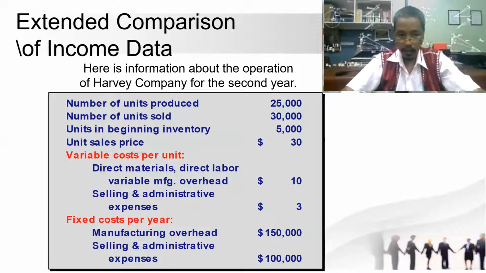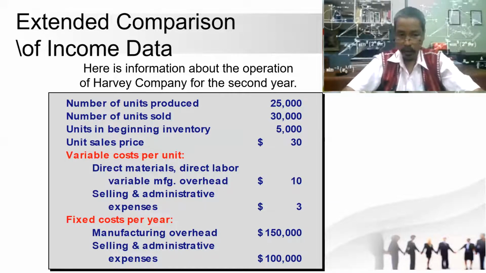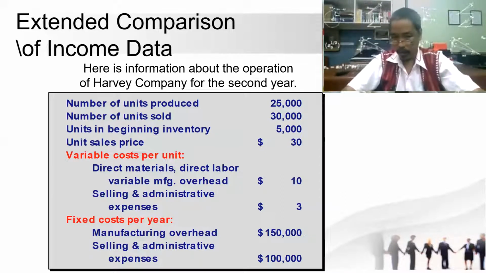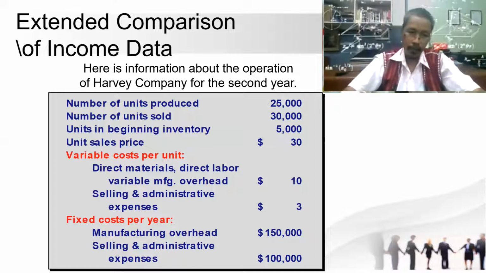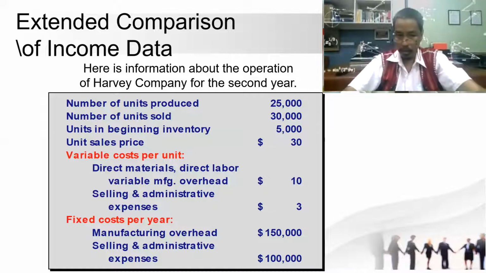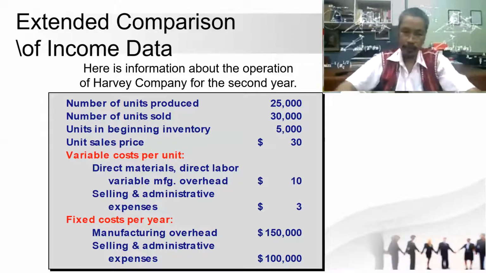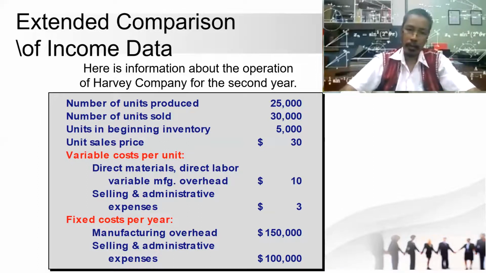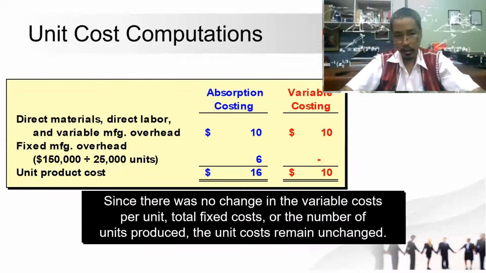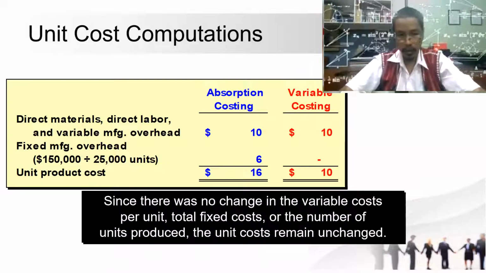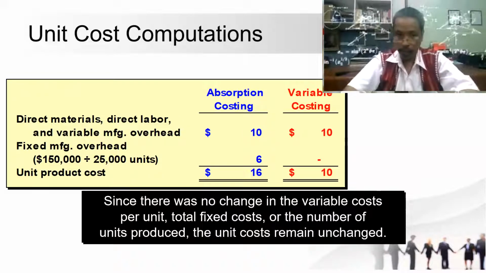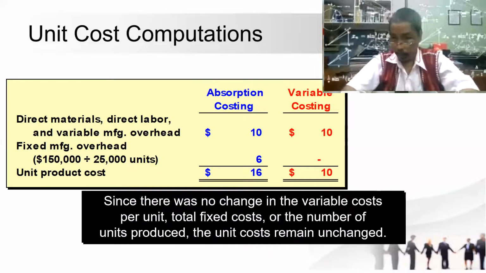What about fixed cost per year? Manufacturing overhead, fixed, 150, selling and admin cost, 100. So 150 plus 100, total is $250,000 fixed cost per year. So let's continue. Unit cost computation. If we compute that, we can return back to our previous slide. We already explained this.